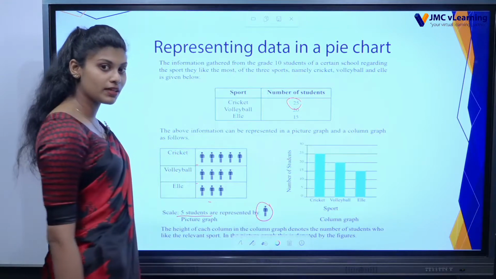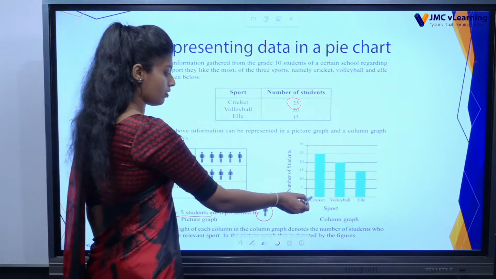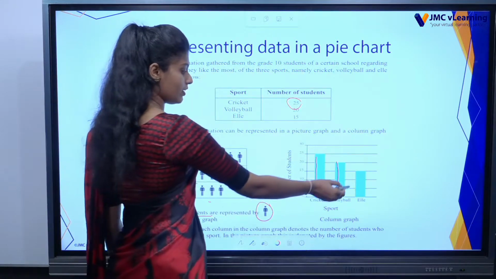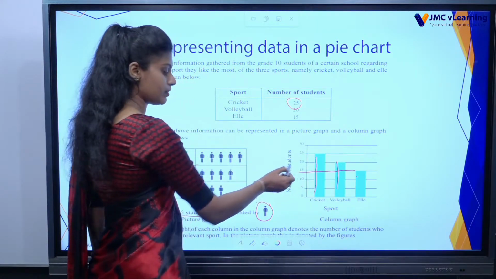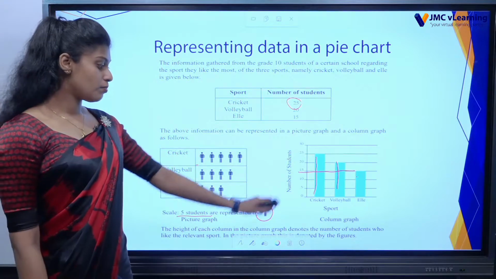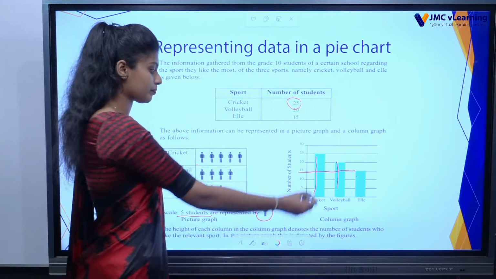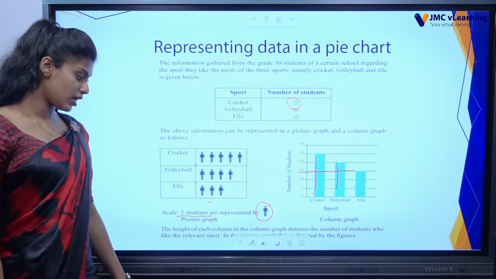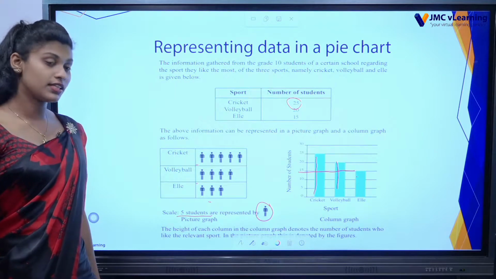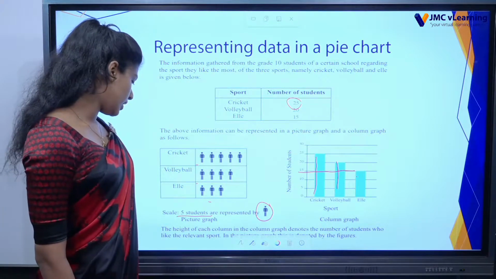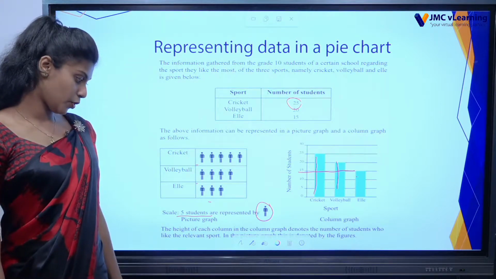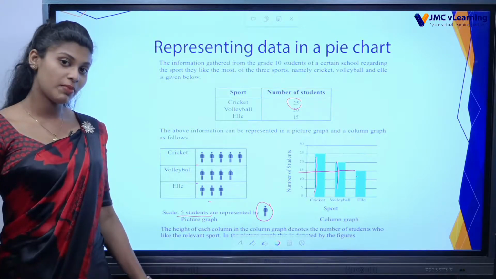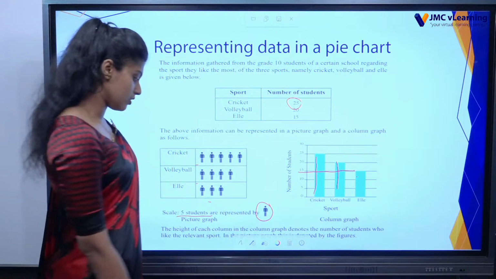Then this is a column graph. For volleyball there are 20, for cricket there are 25, for LA there are 15 students. So the most students like cricket. Then the height of each column in the column graph denotes the number of students who like the relevant sport. In the picture graph this is denoted by the figure.